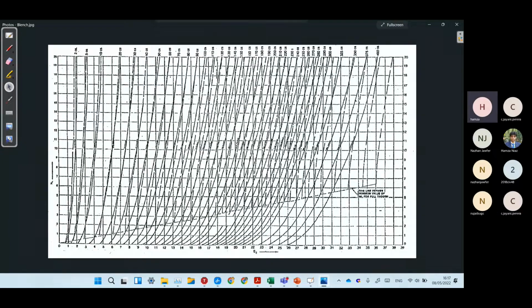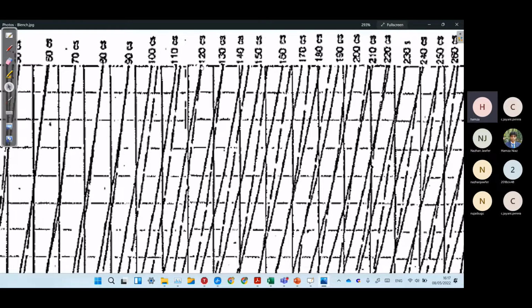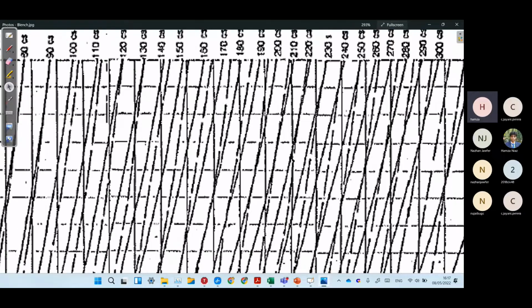These are Blanch curves. These curves are of some specific discharges, like this one where my pointer is, of 100 CFS. Then this one is 110, 120, 130, 140, and so on. So we have some specific discharge values for these curves.